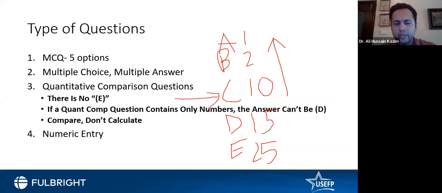So multiple choice and multiple answers. Multiple answers means that for one question, you would have 3 or 4 answers. You need to click on all of them to make sure that the answer is correct.